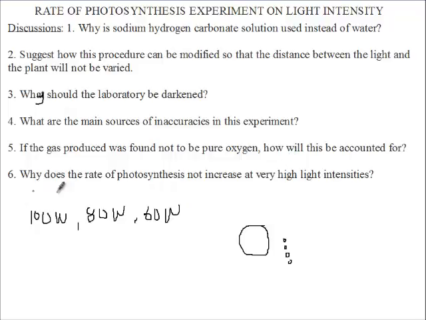Then the last one, why does the rate of photosynthesis not increase at very high light intensities? This is because at very high light intensities, the other factors like CO2 becomes limiting.